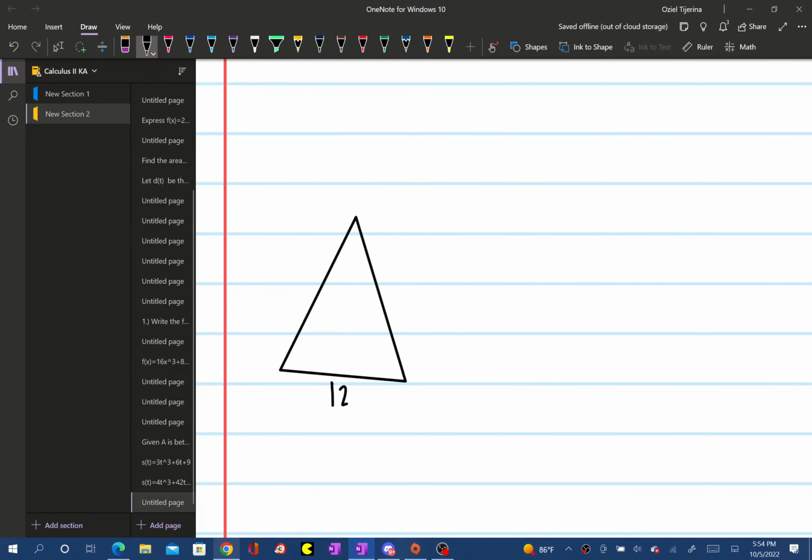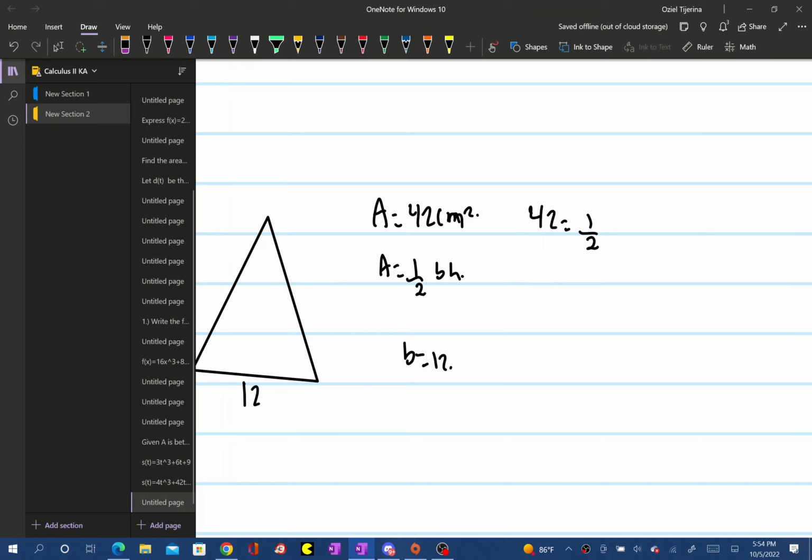And then it's asking what is the height. So area is 1/2 base times height, where the base is 12. So 42 equals 1/2 times 12 times h, so 42 equals 6h, and divide by 6, and you get h is 7. So the height would be 7 centimeters.